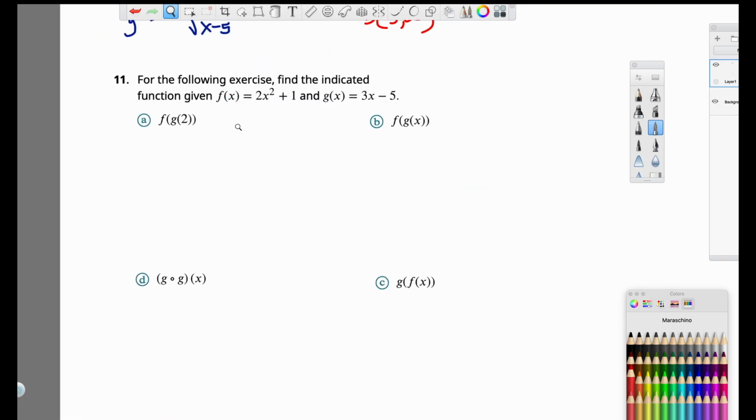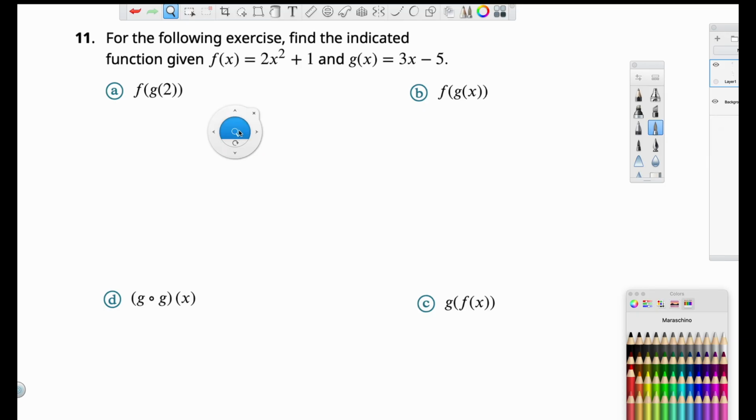Okay, 11. For the following exercise, find the indicated function given f of x equals 2x squared plus 1 and g of x equals 3x minus 5. All right, so what we're going to do here is work our way from the center out in the function. 2 is my input value, x, for my g function. So let's start with that. I'm going to say g of 2 equals, now I'm putting 2 into the x for the g of x. So it's going to be 3 times 2 minus 5. 3 times 2 is 6, minus 5 is 1.